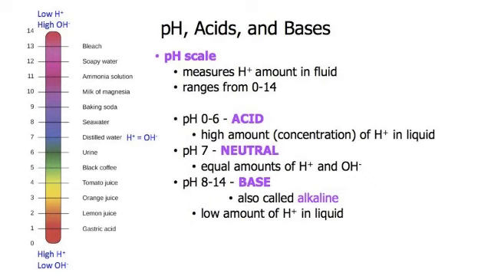Pure water and aqueous solutions that are neither acidic nor basic are said to be neutral, and they have a pH of 7. They do contain hydrogen and hydroxyl ions, but the concentrations of the two ions are equal.